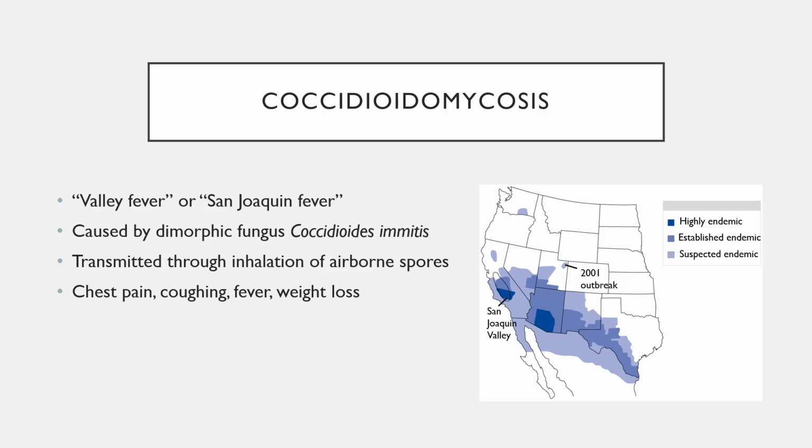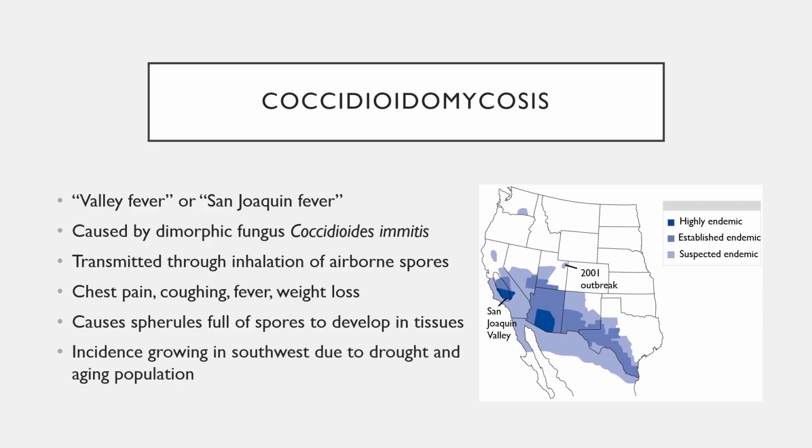The Coccidioides pathogen, when it gets in your lungs, causes spherules of spores to develop in the tissue of the lungs. And the incidence in our region, the Southwest, is growing due to our aging population as well as drought, which causes the soil to become drier and more capable of aerosolizing and kicking up these spores for transmission. You may notice on this map there is an outbreak pointed out in a sort of unusual area of northern Utah. And that outbreak in 2001 was actually linked to inhalation of spores by people participating in a dinosaur dig.